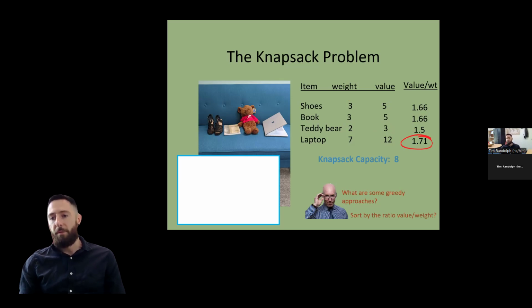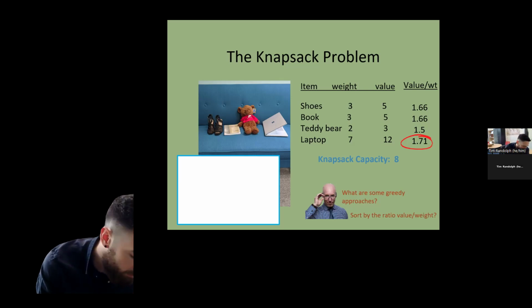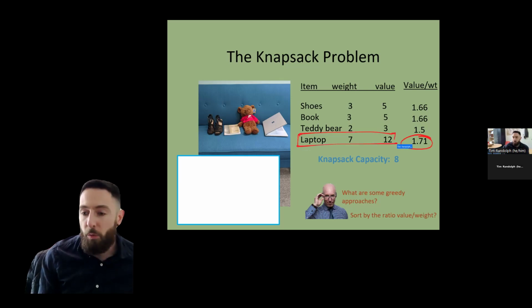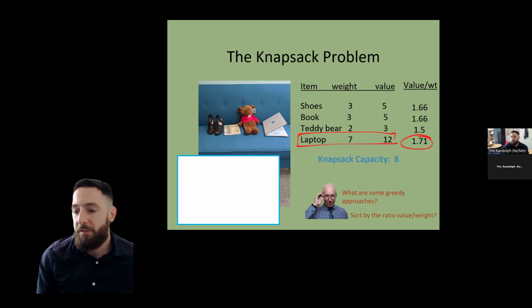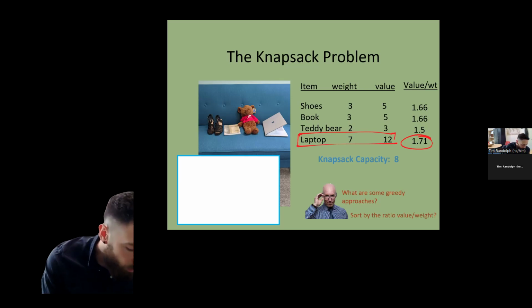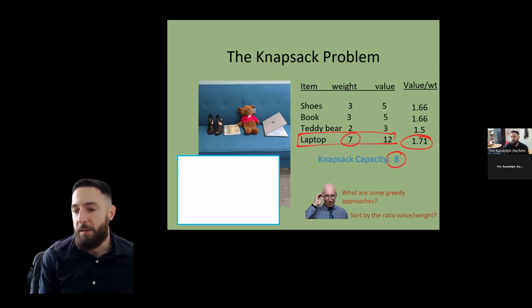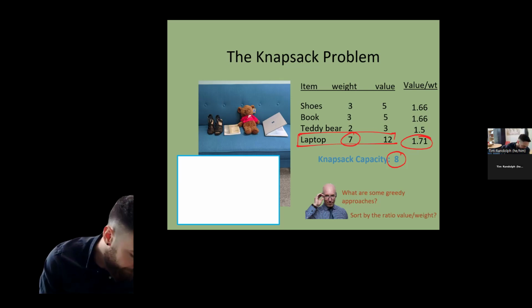And that results from the fact that we're using discrete weights and values. So in this particular instance, our value per weight calculation would suggest we should take the laptop. If we take the laptop, well, we've got a total weight of 7 and a value of 12. And because our weight is 7 and our capacity is 8, none of these other items will fit in the bag if we take the laptop. So in that case, we end up with a total value of 12.